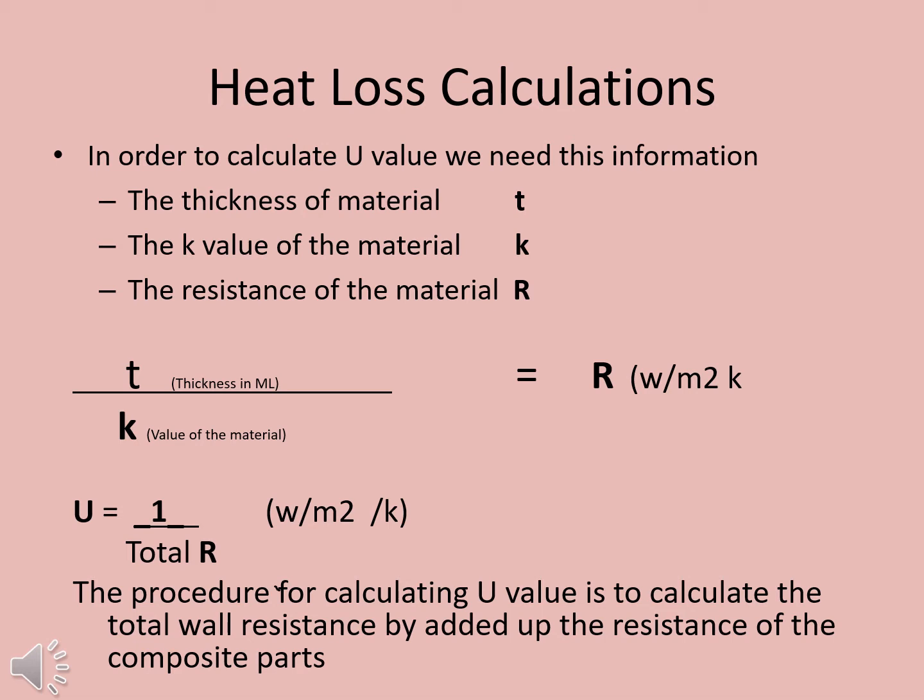To calculate the R-value for a particular material, you can work this out using a simple formula. The thickness of the material divided by the K-value of the material equals the R-value of the material. If we then work out the R-values for each material that makes up the wall, and add them together, we can calculate the total R-value for a wall. Finally, we can work out the total thermal transmittance value or U-value of the wall by using a simple formula. 1 divided by the total R-value equals the U-value.